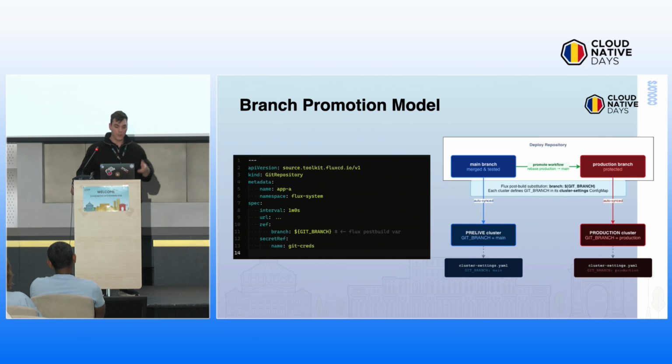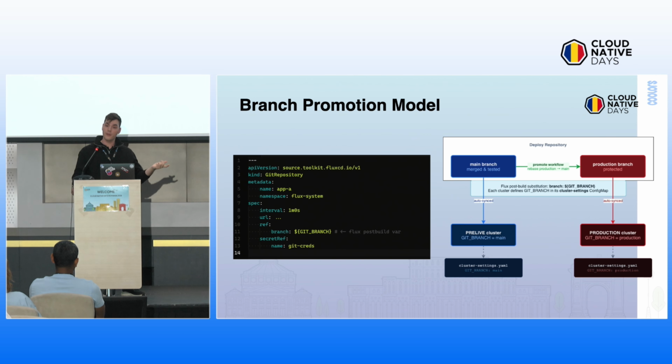What we're doing is the following. You can see here an example of a Git repository manifest for Flux. You can see here we have a URL, which would point, of course, to the deployment repository. So this will be the manifest in the Fleet infrastructure repo. And then you reference a branch. And here, we're using the Flux post-build variable substitution, which essentially will just replace that Git branch variable with the actual value we defined. And every cluster in our environment, be it production, pre-live, testing, has a specific variable for that Git branch that it syncs.